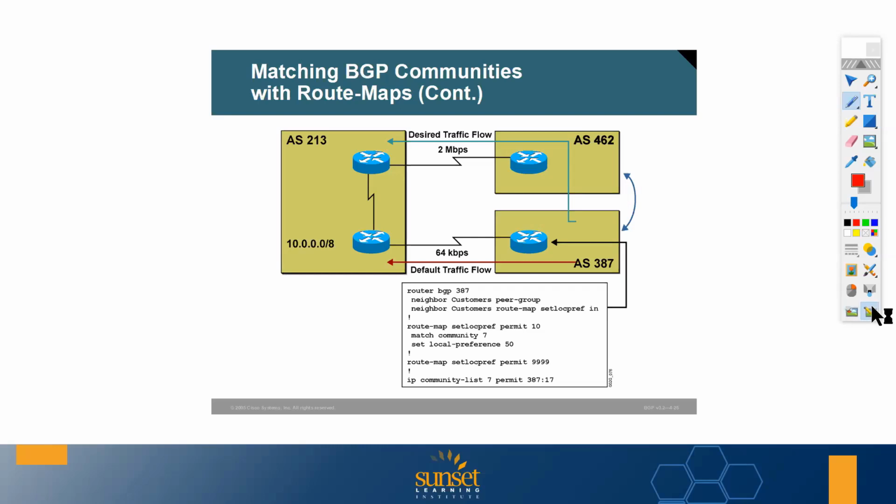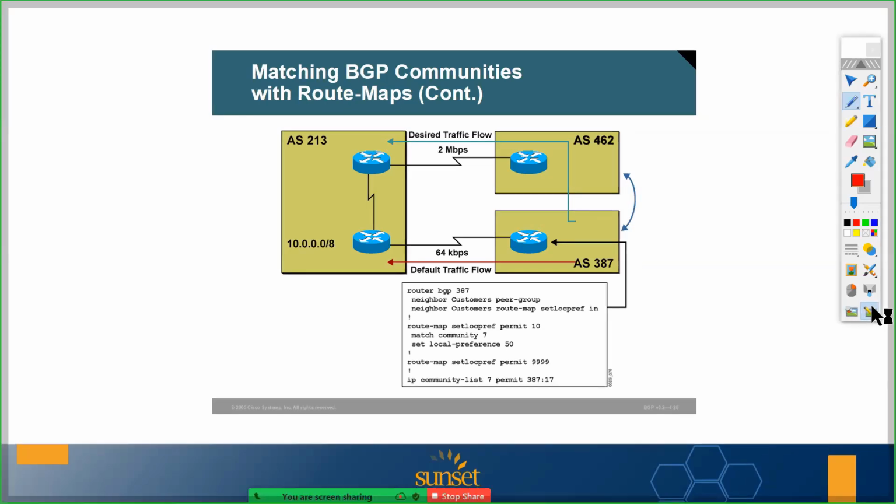So here we see, back to that example, they created this community string access list that matches 387:17. I've created a route map called set local preference. And it says, if it matches that community string number 7, I'm going to set the local preference to be 50. Now remember, the default would be I'd throw everything else away in a route map. So they created another statement in this route map that just permits all other routes. Okay, in case they don't have that community string, they just don't make changes to it, they permit the route however. And then they apply that to our BGP peer group called customers. It's called set local preference inbound.